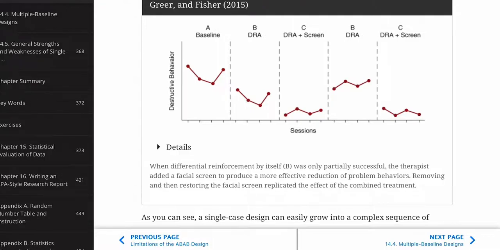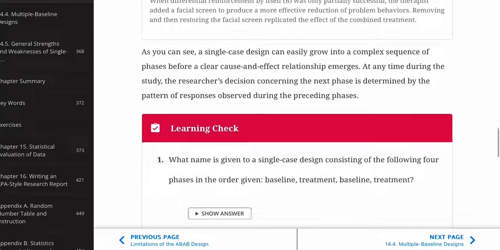As you can see, it went way down in treatment C. So then they went back to B, just the DRA therapy to see what would happen. And of course, the behavior went back up. And so they then introduce the screen again to see, hey, can we get this behavior to go back down when we introduce the screen? And so from this clear pattern, you can see that the combination of the DRA and the facial screen is what did it, is what was causing the most reduction in that behavior.